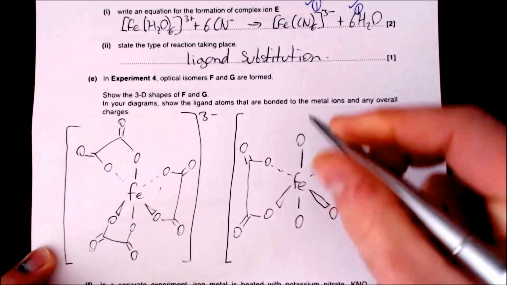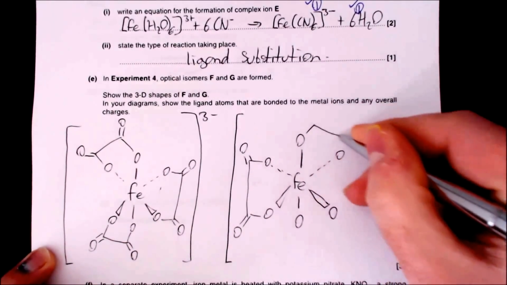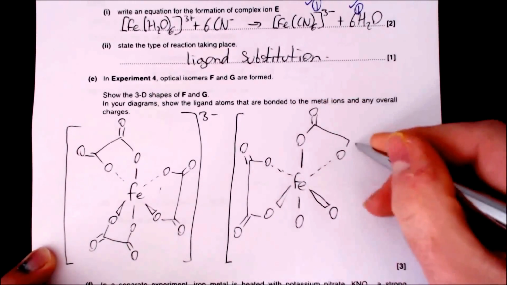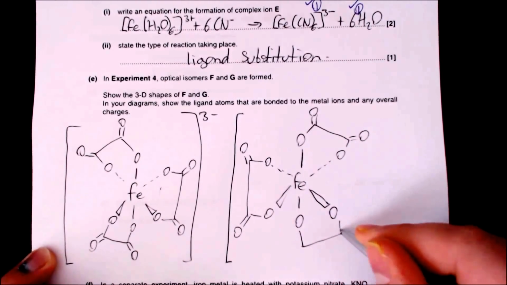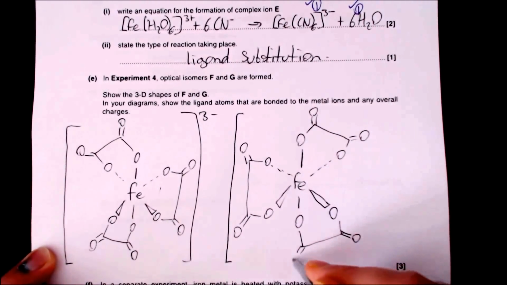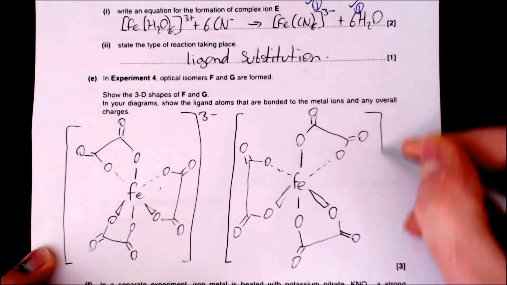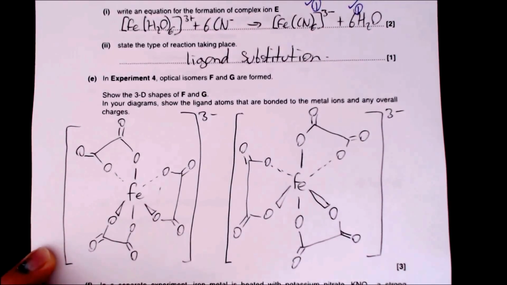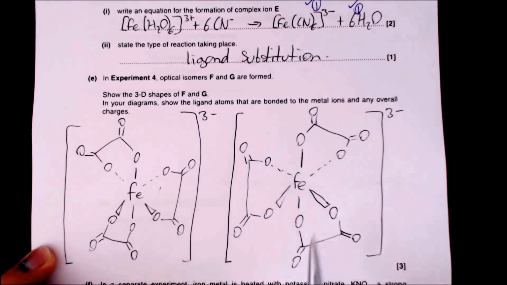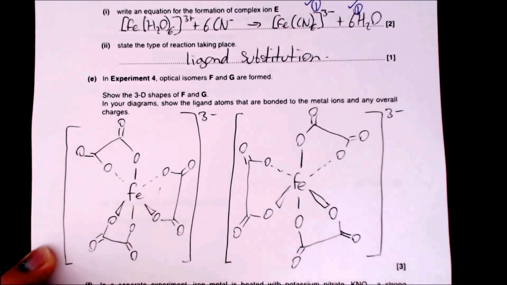Okay, so you see we've got this one here, and we're going to join them too. This bit does take time, but it did say that you have to draw the whole thing. There you go. Square bracket around the side, 3- charge again. So you can see these are pretty much a mirror image. So this is what makes them optical isomers of each other, because they are the same molecule, but optically they will take plane polarized light in a different way.